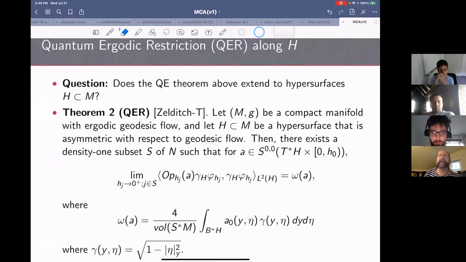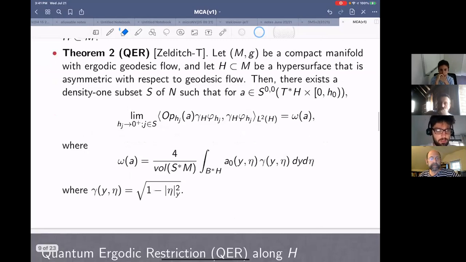And so what we proved was that if you have a compact manifold with ergodic geodesic flow, and H is a hypersurface that is asymmetric with respect to geodesic flow, then indeed I can find a density one subsequence. I'm not going to define this precisely, but basically the asymmetric condition rules out cases where, for example, H is the fixed point set of an isometric involution or something like that, where QE cannot hold, the restricted QE, QER, cannot hold, because half the eigenfunctions would be zero, the odd ones, and half would be even. So we have to rule out situations like that. But assuming that's not the case, it's asymmetric, then indeed there's a QER theorem.